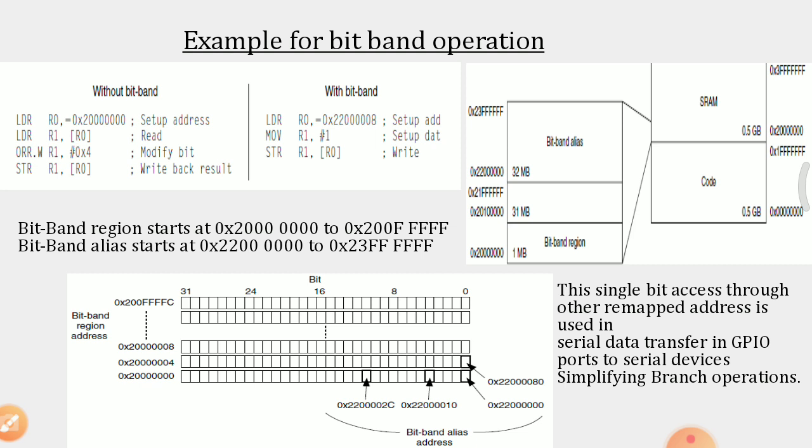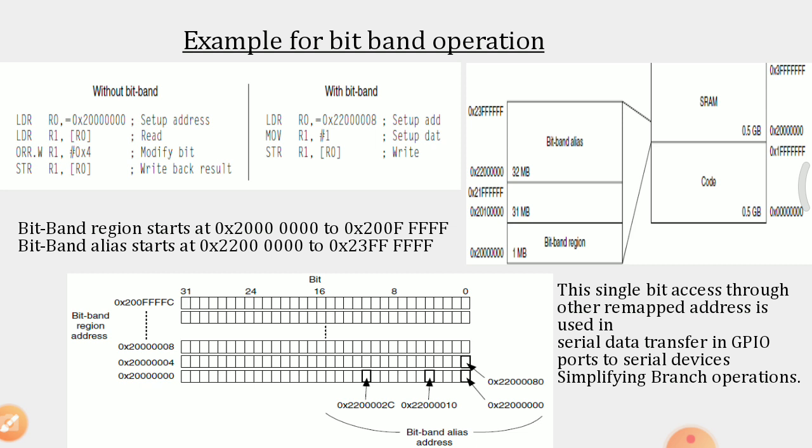So in the below figure we can see that the memory map is for bitband region address, which is started at 0x20000000. So here the first bit of this memory location is having one more address, and that address is from the bitband alias, and that address starting at 0x22000000.